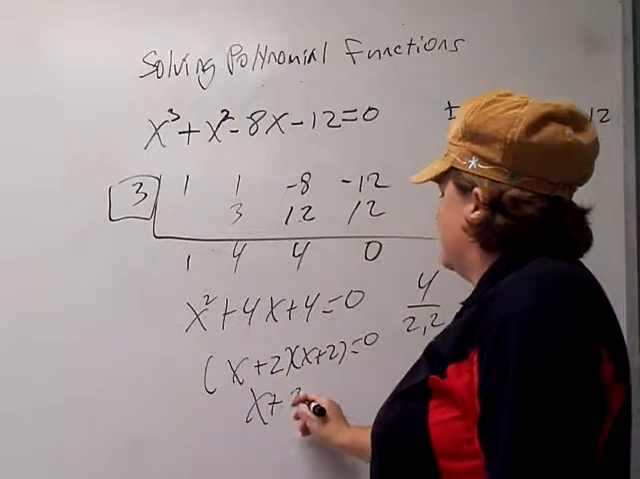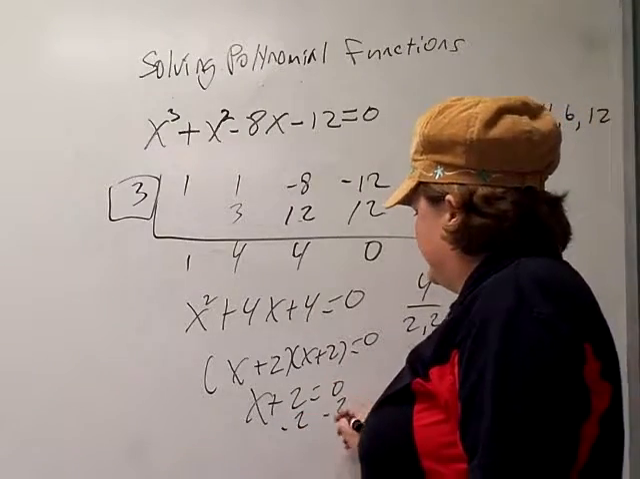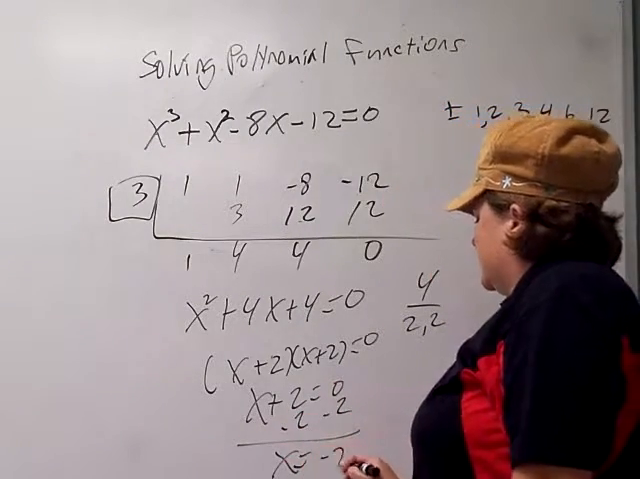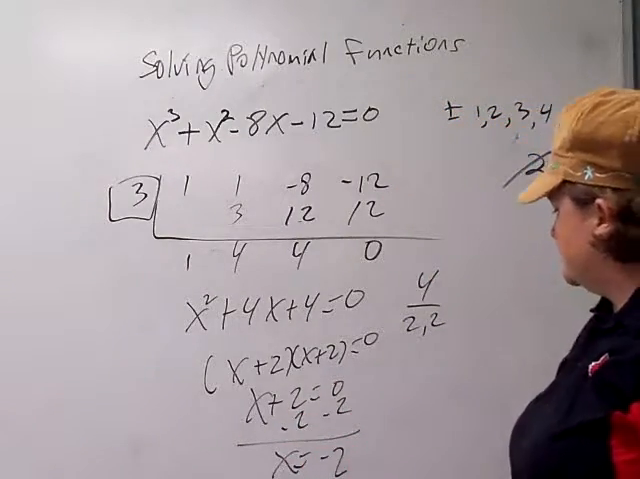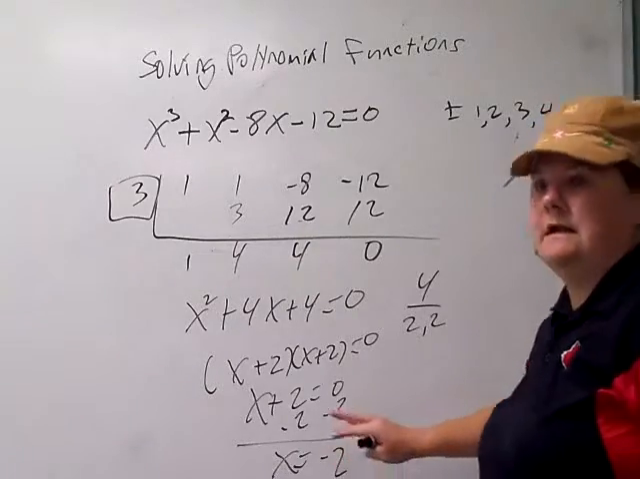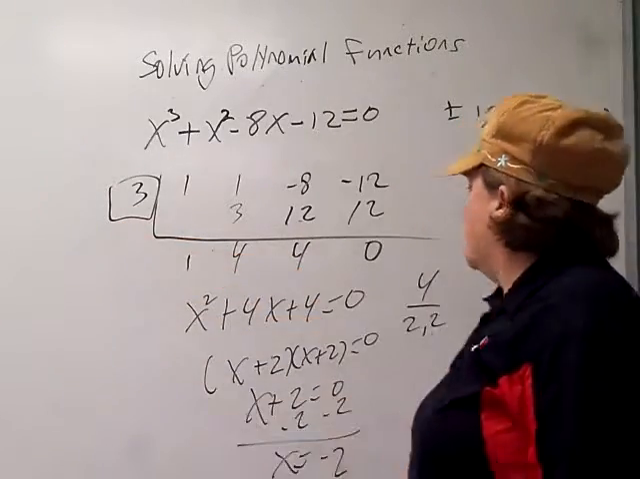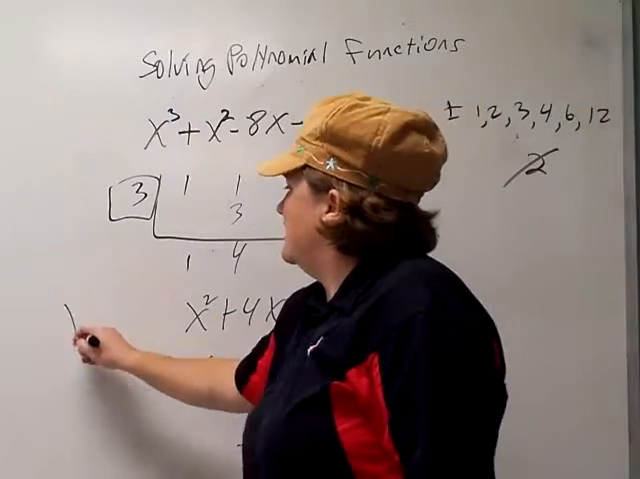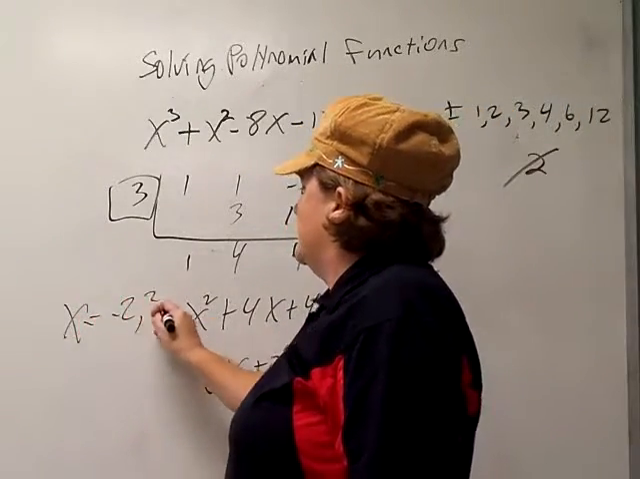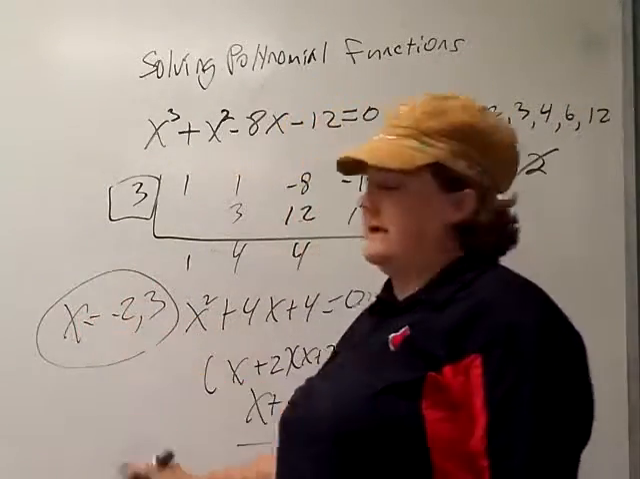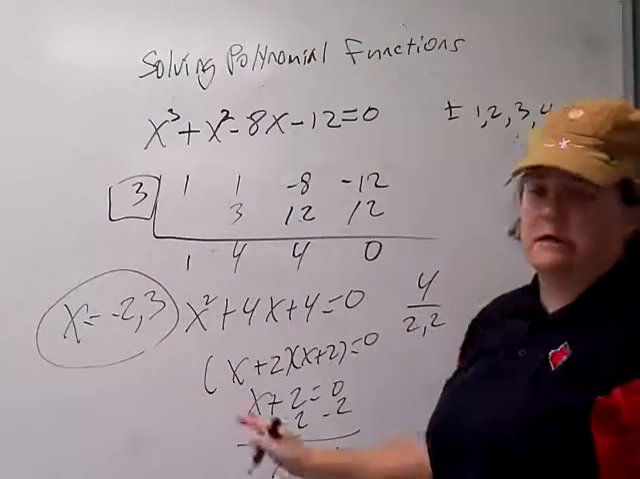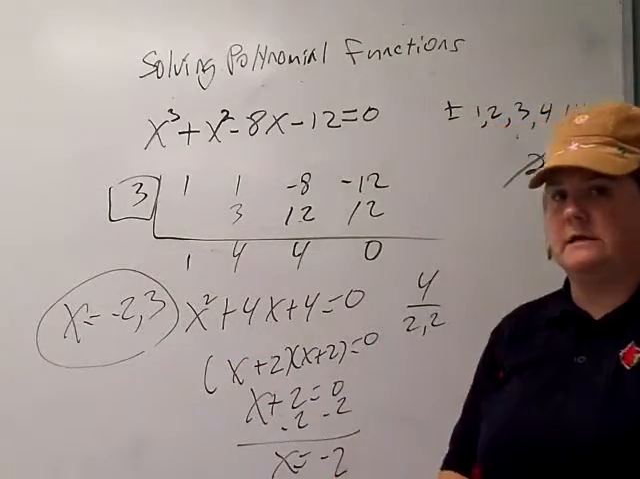Set both of those equal to 0 and solve. Gets me x equals negative 2 twice. So my three answers are negative 2, negative 2 again, and 3. I'm going to write here x equals negative 2 and 3. And I didn't write my negative 2 twice, but I do know that it's there twice. Negative 2 had a multiplicity of 2.